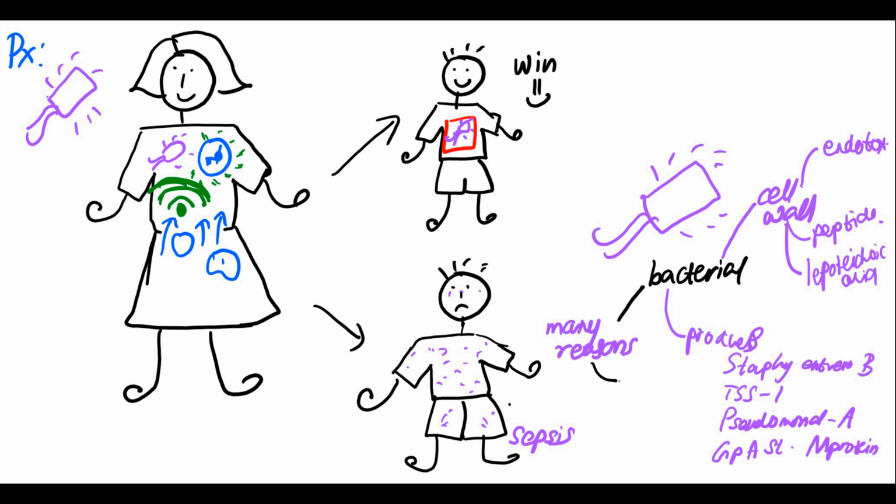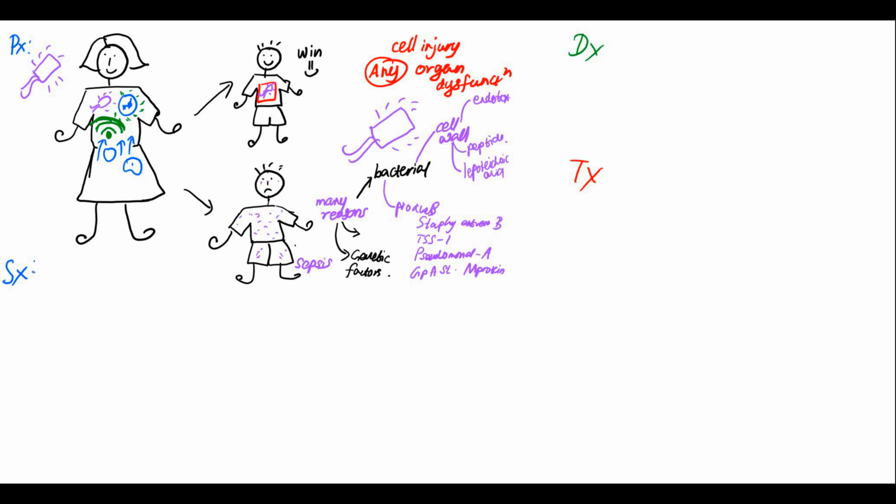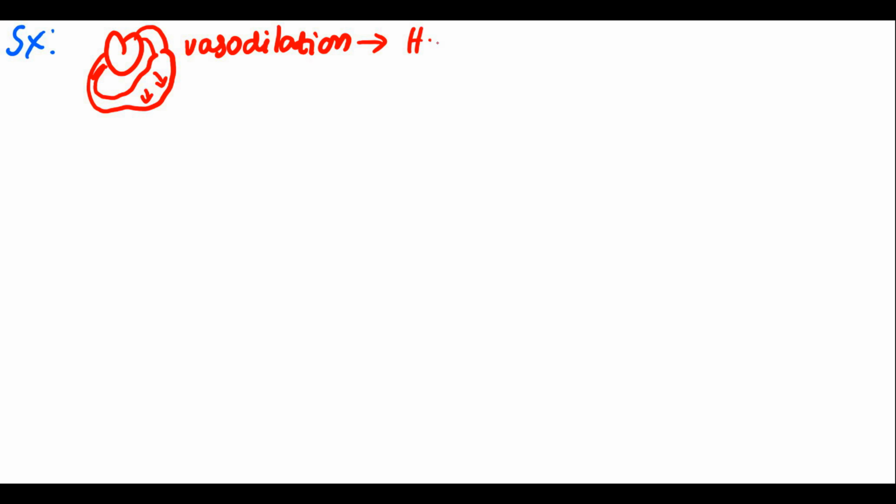There are multiple risk factors that may cause sepsis, and there are some patients who are genetically susceptible to sepsis. When this happens, there is cell injury and any organ can get affected. Now let's look at how it affects the organs. It can affect the circulatory system. When the heart and the circulatory system are affected, it contributes to vasodilation, which presents as hypotension.